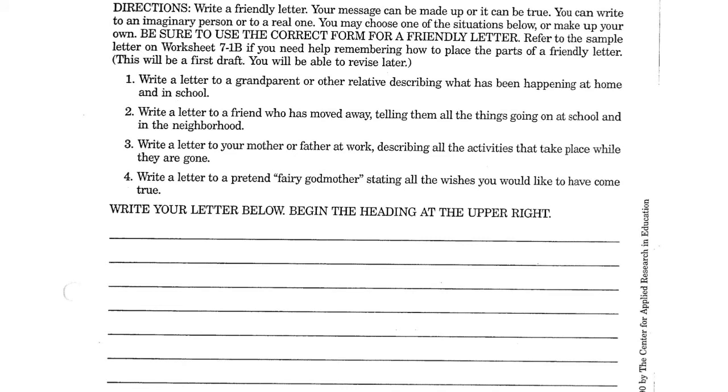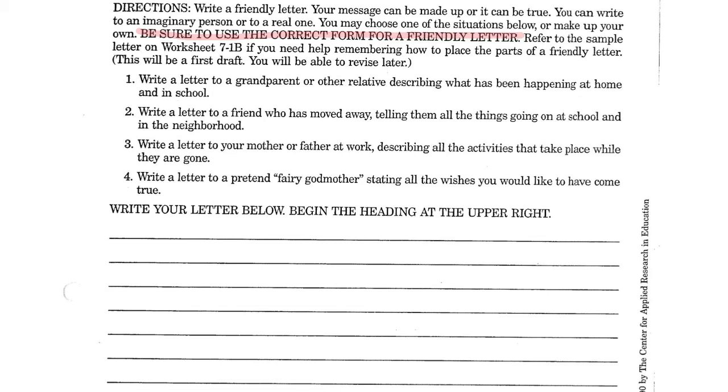All right, now that you have answered the questions, it says you're going to write a friendly letter. The message can be made up or it can be true. You can write to an imaginary person or to a real one. You may choose one of the situations below or make up your own. Be sure to use the correct form from the friendly letter. Refer to the sample letter on worksheet 7-1B. If you need help remembering how to place the parts of your friendly letter, you can always Google it.